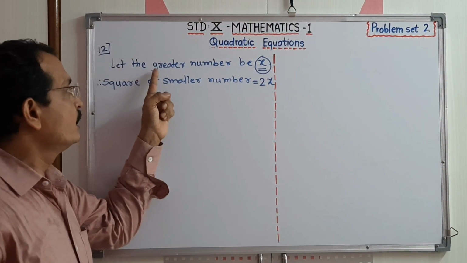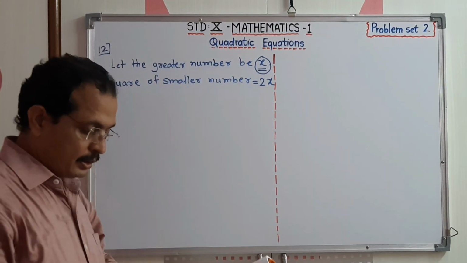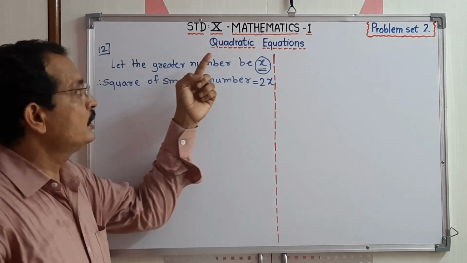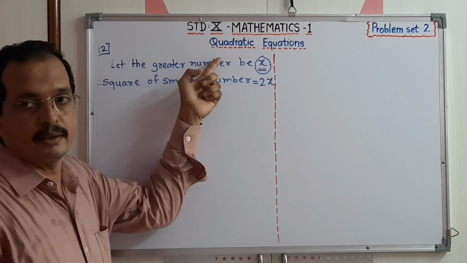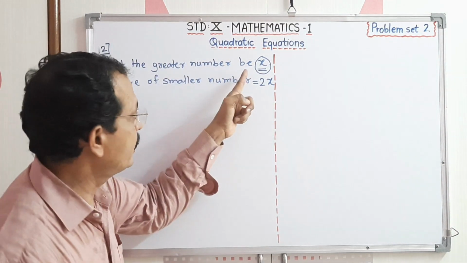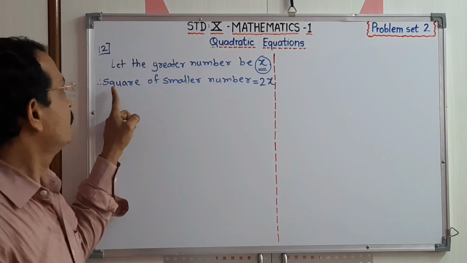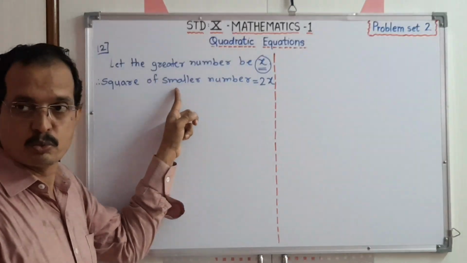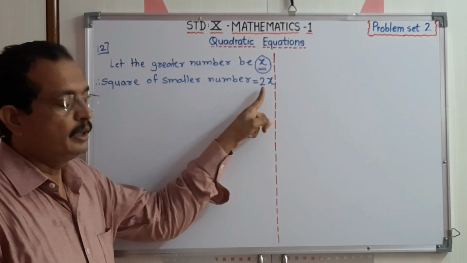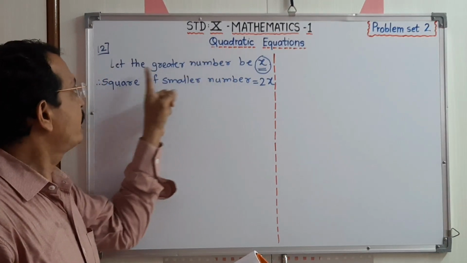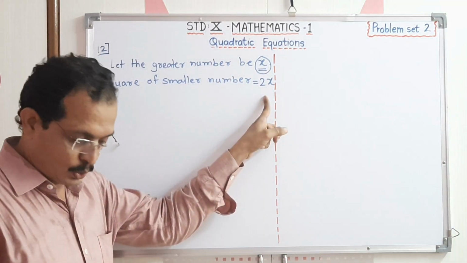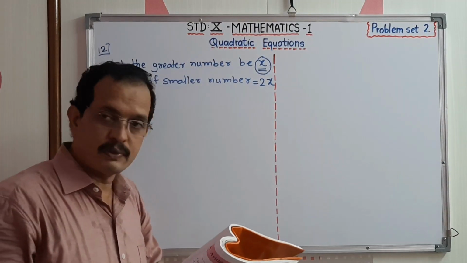See again, what is given? The square of the smaller number depends upon the greater number. Therefore we assume the greater number be x, and it is not the smaller number but the square of the smaller number that is 2x. So the greater number is x and the square of the smaller number is 2x. Now see the first condition.